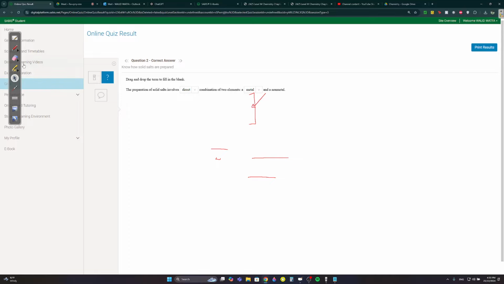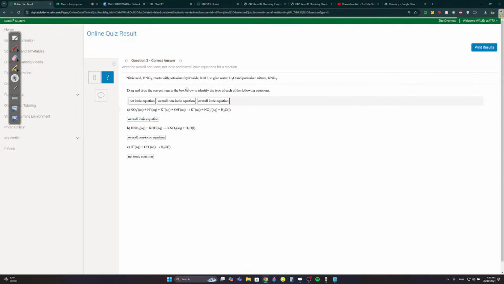Anyway, let's go back here. Question 3. Nitric acid, HNO3, reacts with potassium hydroxide, which is obviously a base, to give water and potassium nitrate, which is the salt, right? Drag and drop the correct item below to identify each of the following equations.